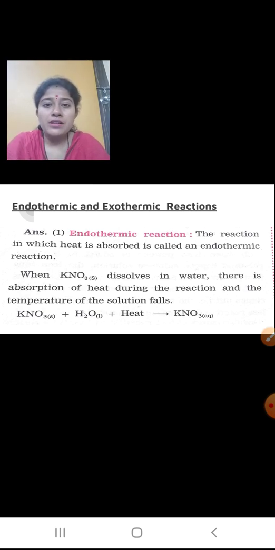The example is potassium nitrate. When solid potassium nitrate is added to water and heat is applied to it, we get aqueous potassium nitrate. Okay, so here the heat is absorbed, so it's an endothermic reaction.